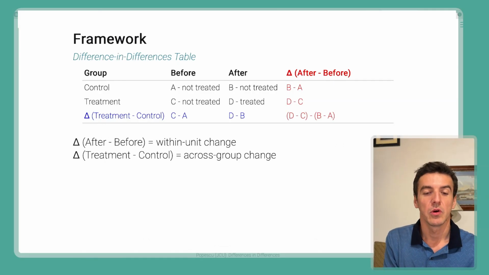So we can have D minus C minus B minus A, which represents the within units change, or we can also calculate D minus B minus C minus A, which is the cross group change. Notice here how we can use them interchangeably.